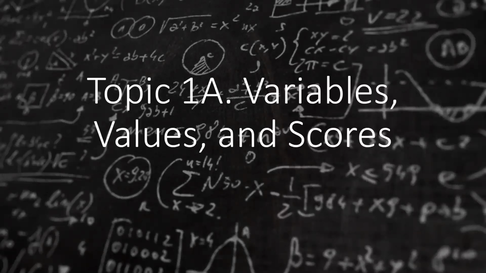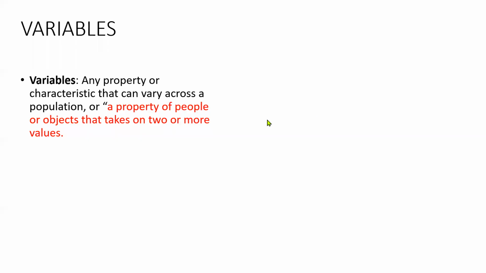Okay, so our first topic is variables, values, and scores. These are just three terms that you want to know, and they mean something specific in the discipline of statistics. So first off, let's start with variable. We're going to use this term every single class period for the rest of the semester.